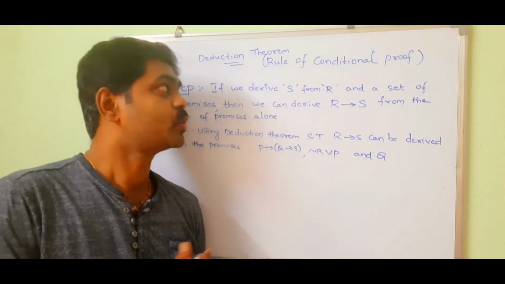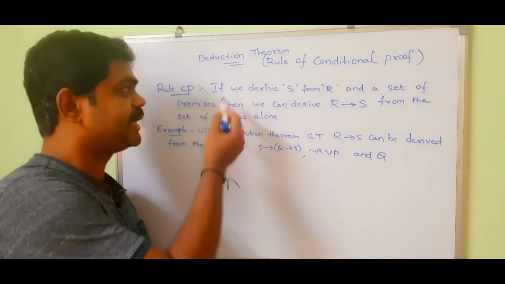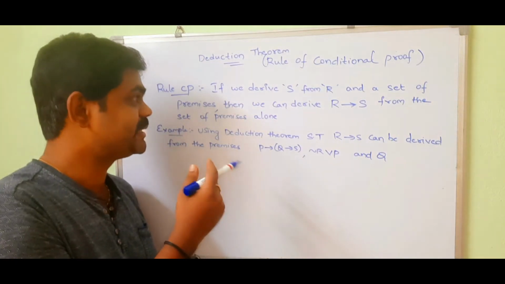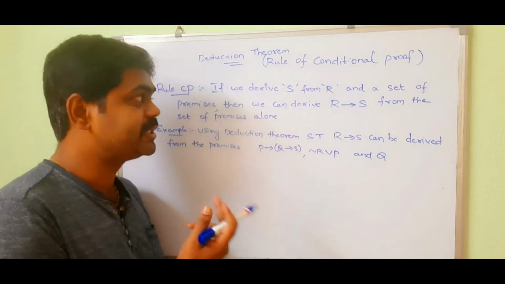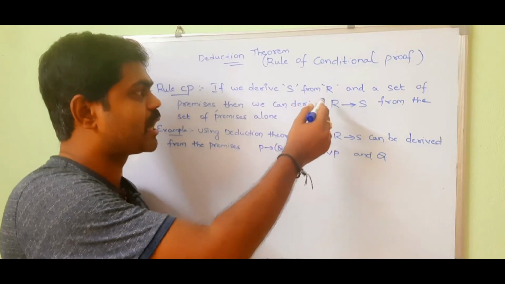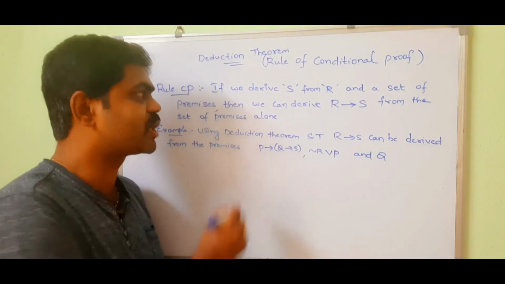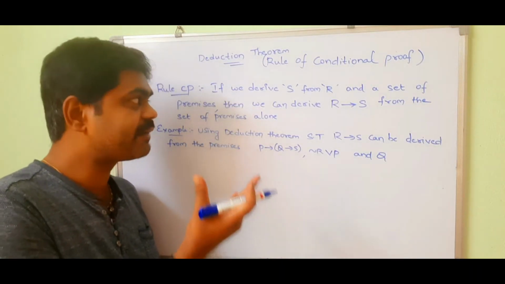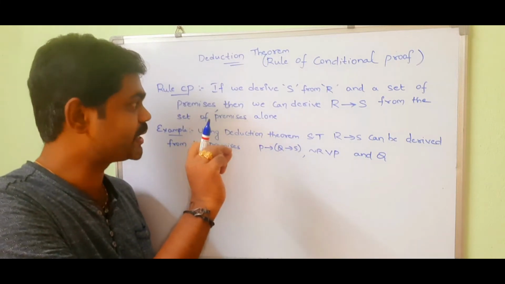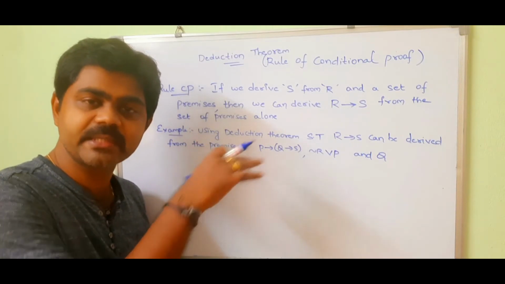So what is the rule of conditional proof or deduction theorem? Let's see. If we derive S from R, what does it mean? That means R → S, that means we are deriving S from R. So if we derive S from R and a set of premises, then we can derive R → S from the set of premises alone. Our main intention is to derive R → S from the set of premises.